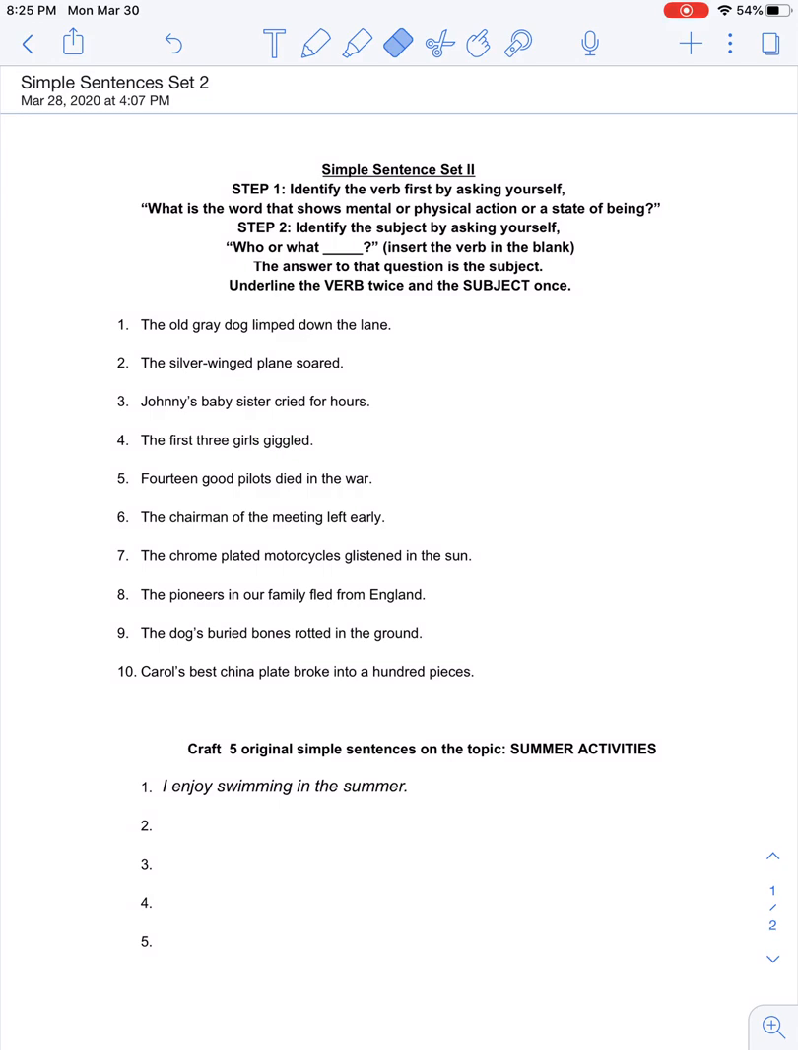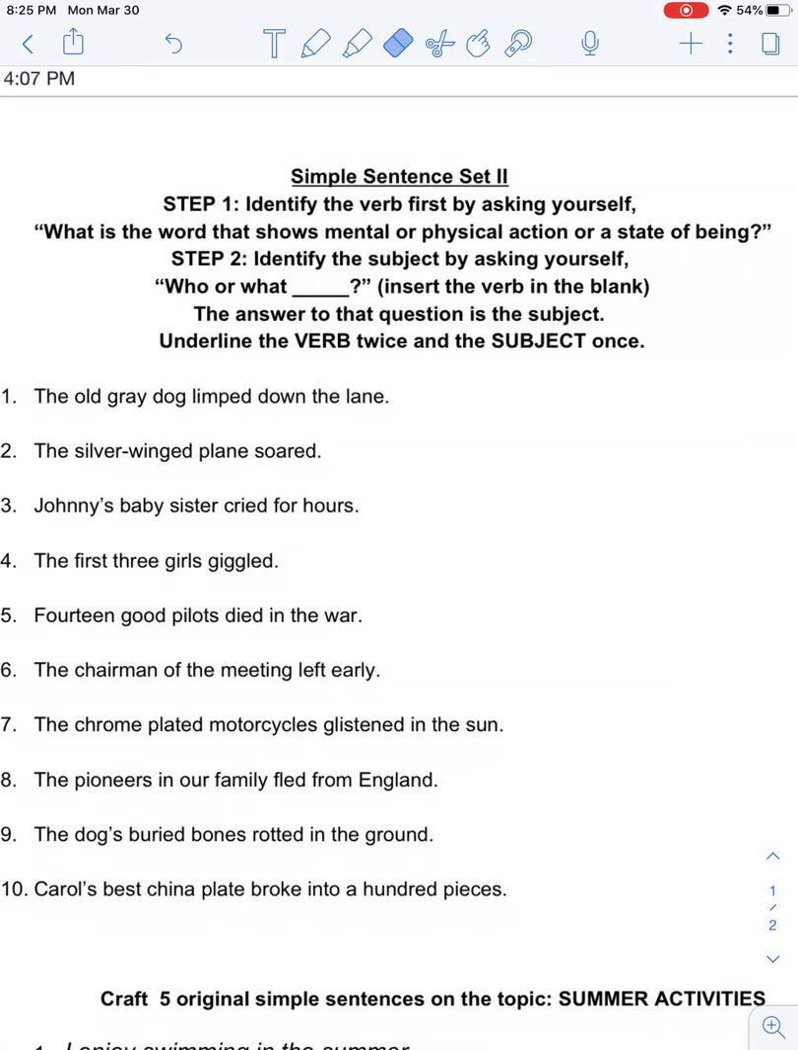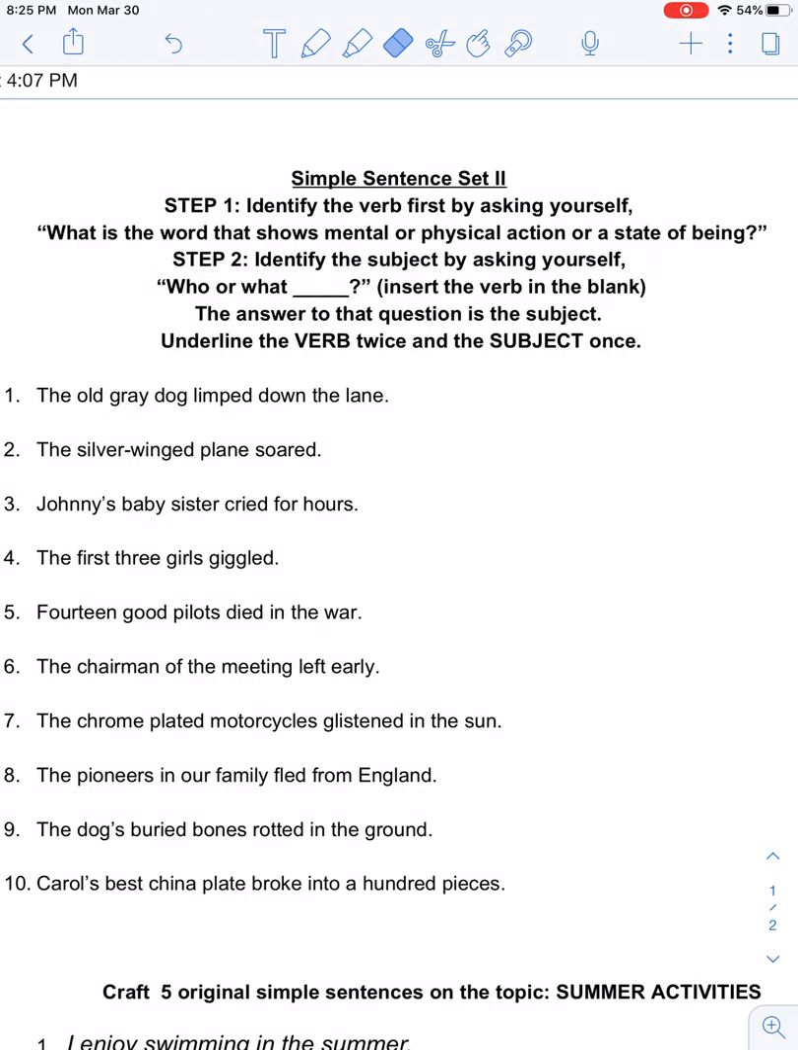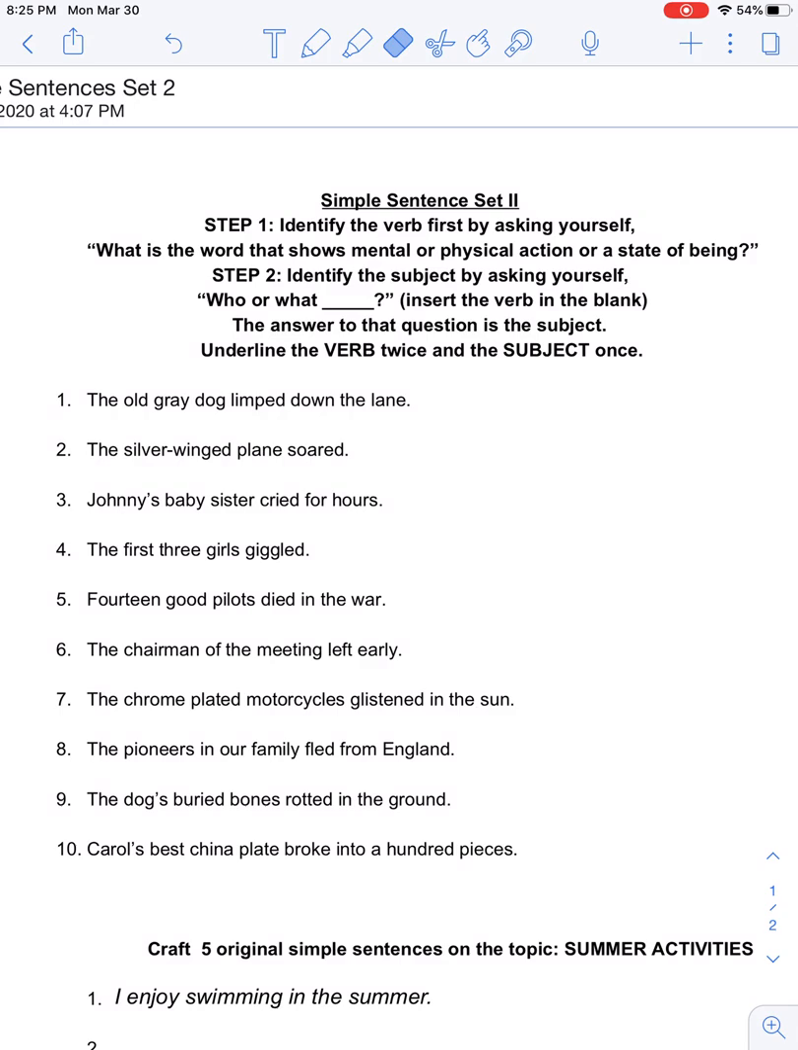As I look at this sheet, I'm going to do something apparently not everybody does, and that's read the directions. It says simple sentence set 2, step 1, identify the verb first by asking yourself, what is the word that shows mental or physical action or a state of being? Once I've figured out the verb, then I identify the subject by asking myself, who or what did that verb? The answer to that question is the subject. You then underline the verb twice and the subject once. I'm going to stick with my colors from yesterday, which means I'm going to underline the verb twice in red and the subject once in blue.